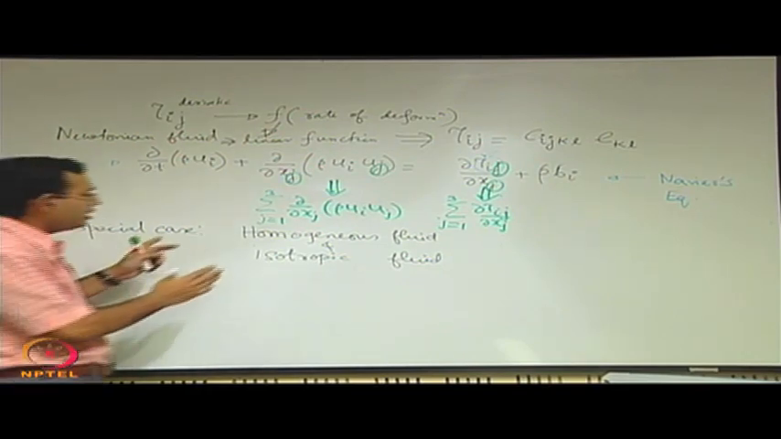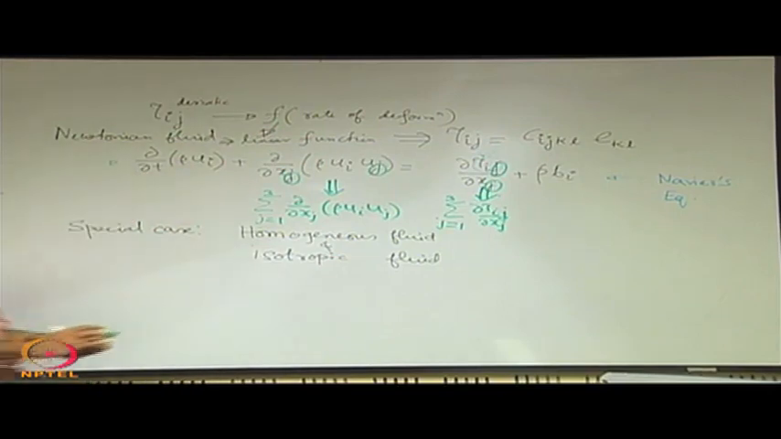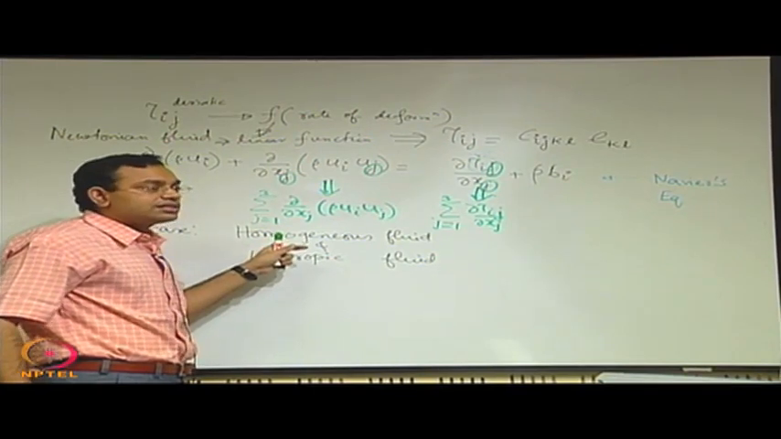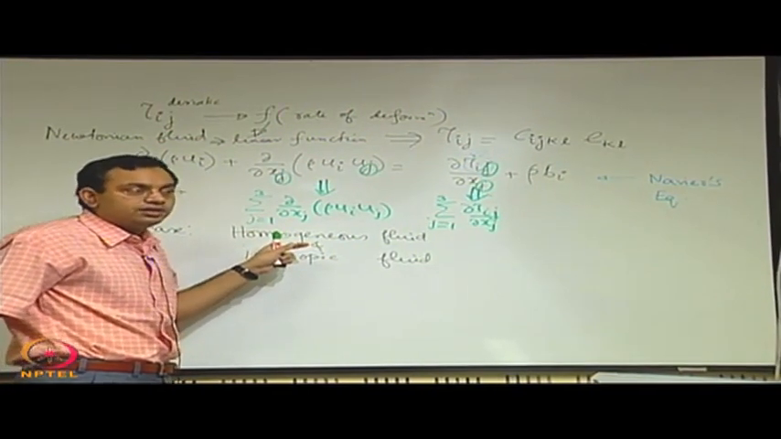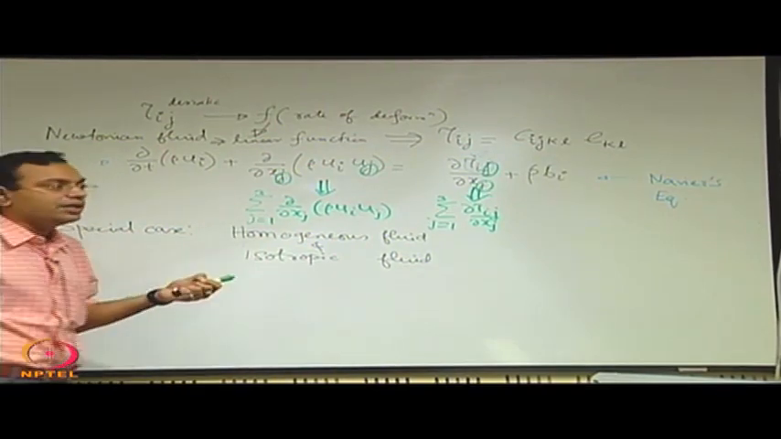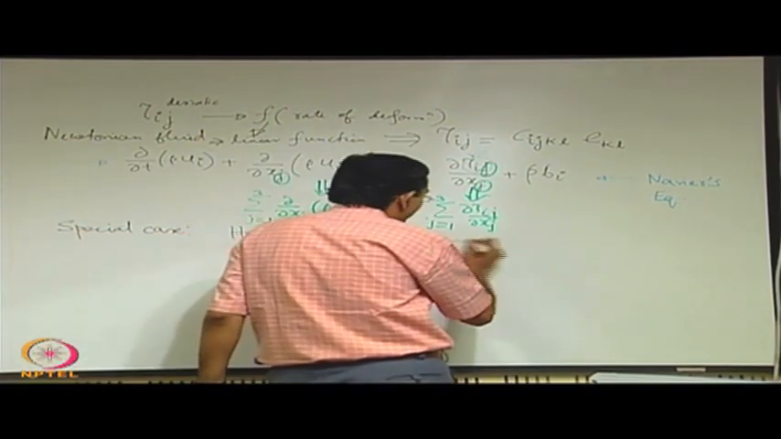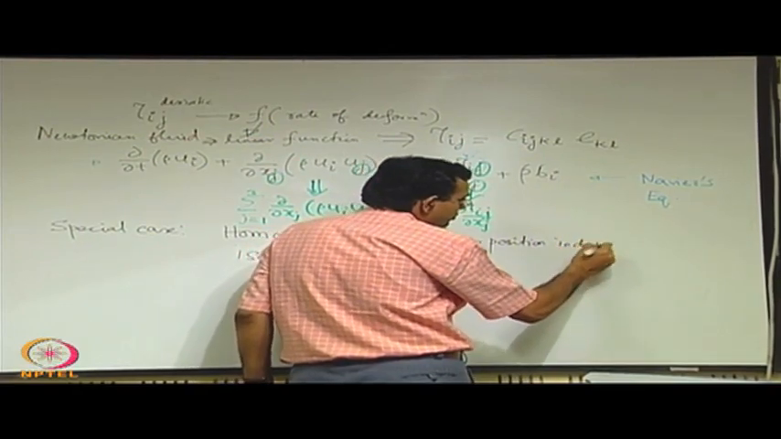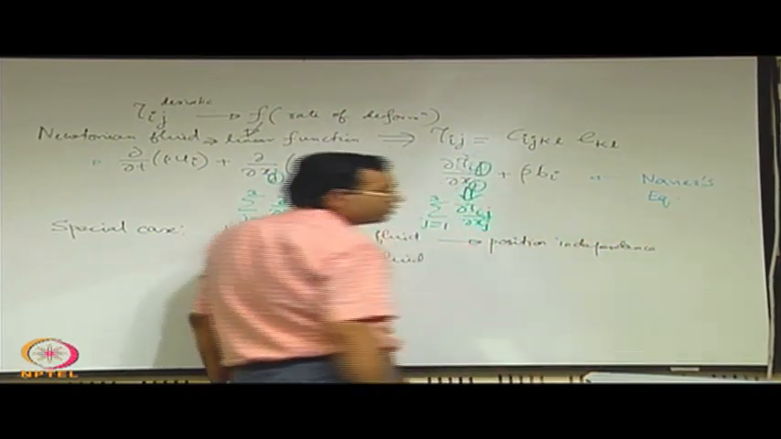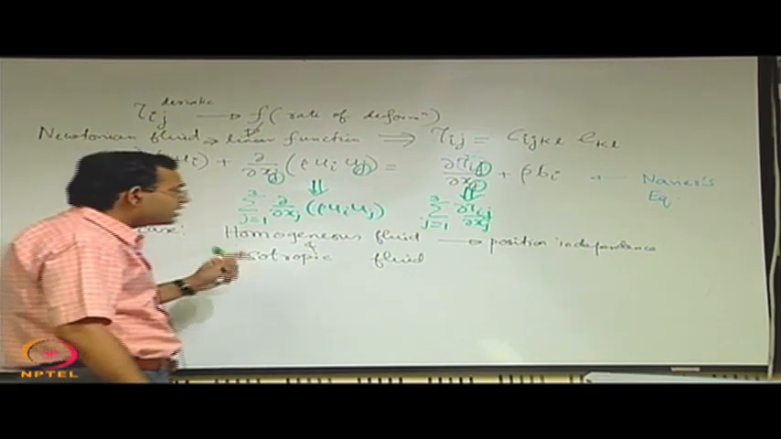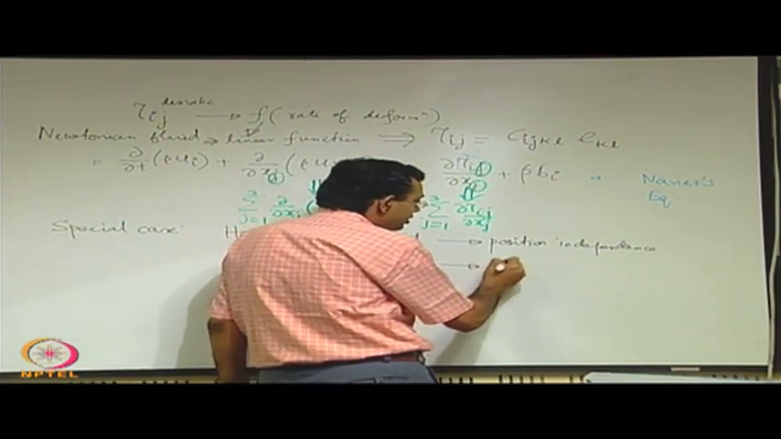So, what should be the dictating factor for a homogeneous and isotropic fluid? What is homogeneity? Homogeneity means it is the same at all points in the flow field, that any property is the same, or position independent. So, this is related to position independence. So, the constitutive behavior does not vary from one point to another point, and isotropy means direction independence.